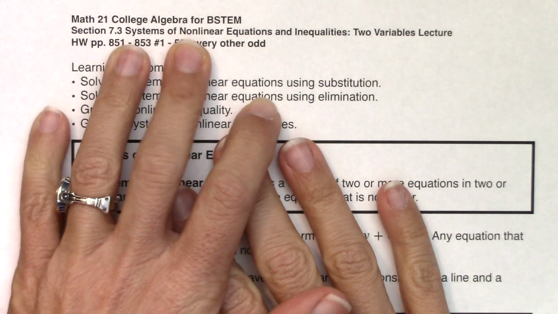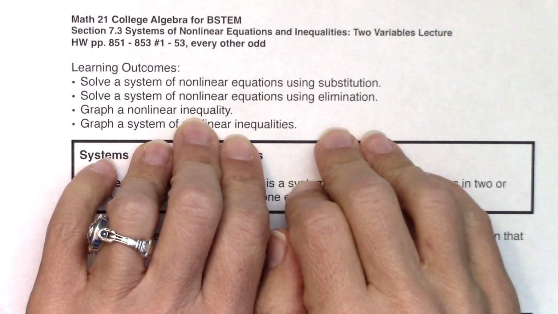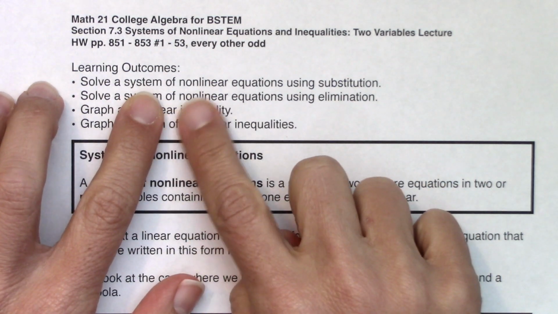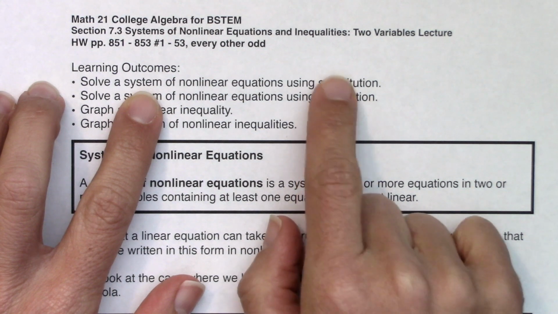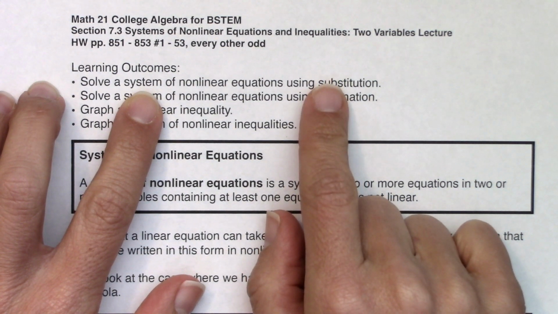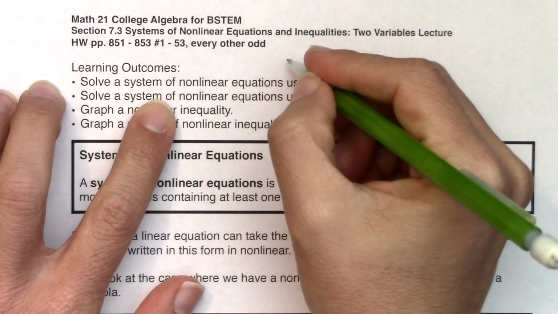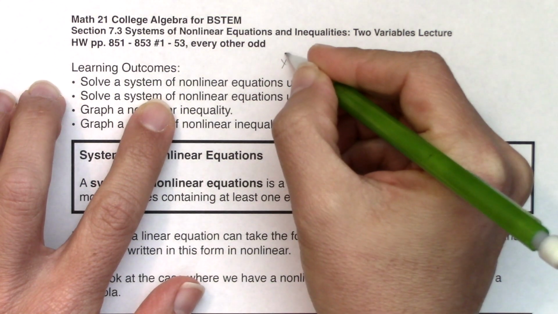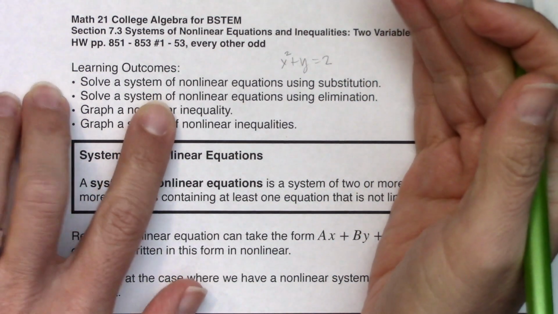So we're going to solve systems of nonlinear equations and inequalities in section 7.3. We're going to solve systems of nonlinear equations with substitution and elimination, and we saw those with linear equations. If you hear this fancy word nonlinear, it means the exponent on the variable is larger than 1. Where something like x plus y equals 2 would be a linear equation, x squared plus y equaling 2 would be a nonlinear equation.